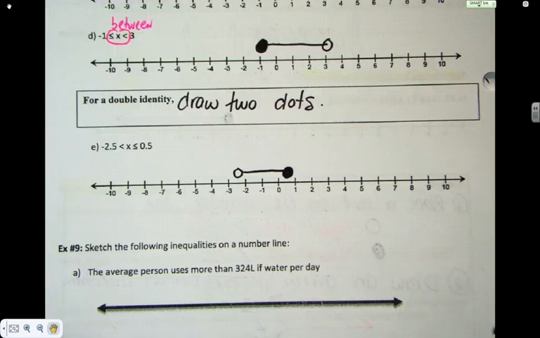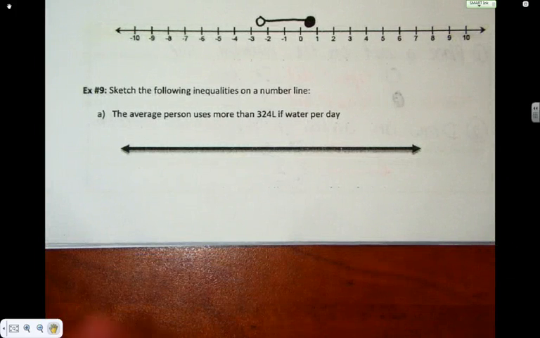Whew, how are we doing so far? Isn't this way easier than graphing lines? Now we're going to do the same thing. We're just going to put a context to it. So here's a real life situation.